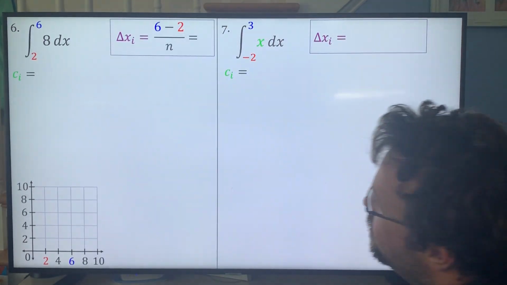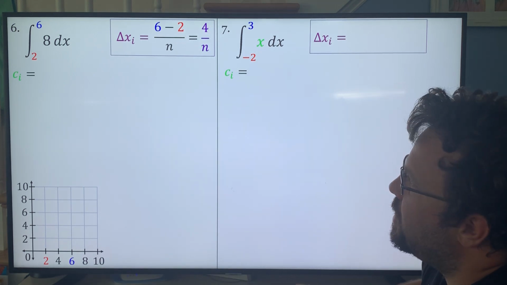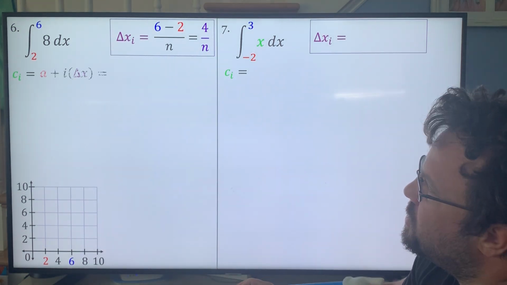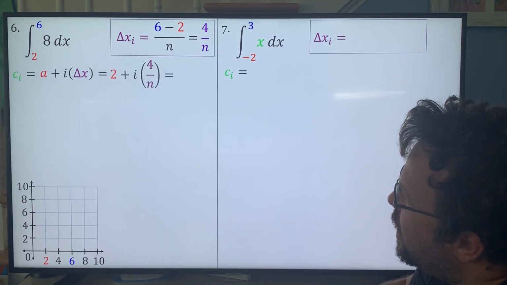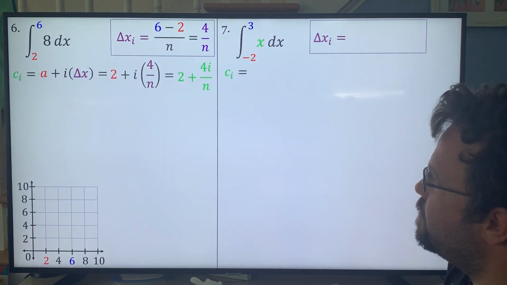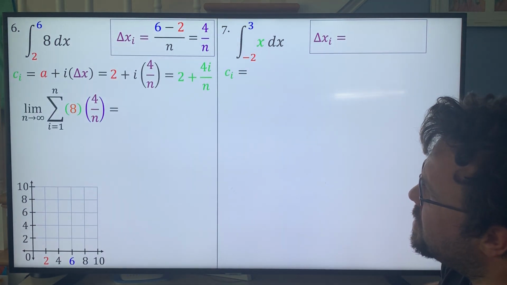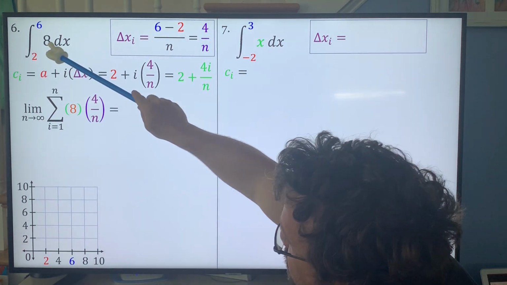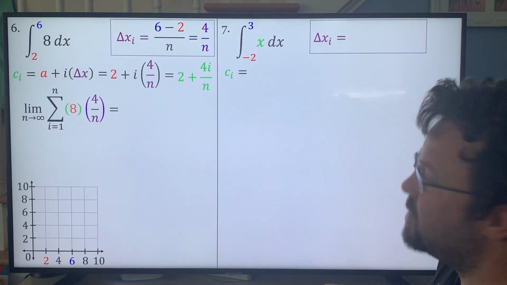All right, this problem, delta x is 6 minus 2 over n, which is 4 over n. So to find ci, we're going to use our a, which is 2. 2 plus 4i over n. All right, remember, numerator, numerator. Good. All right, we're going to type it into our formula. Now, because there's no x here, there's nothing to type ci into. See that?